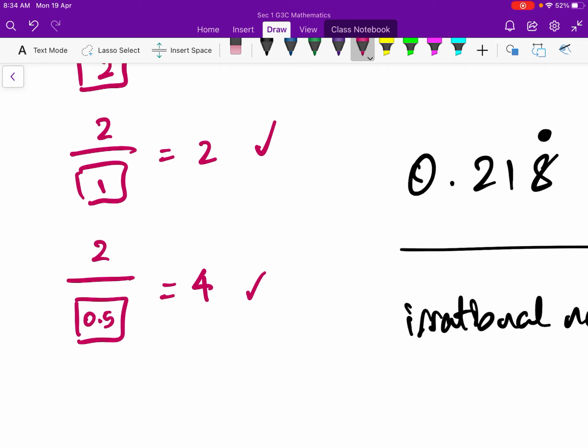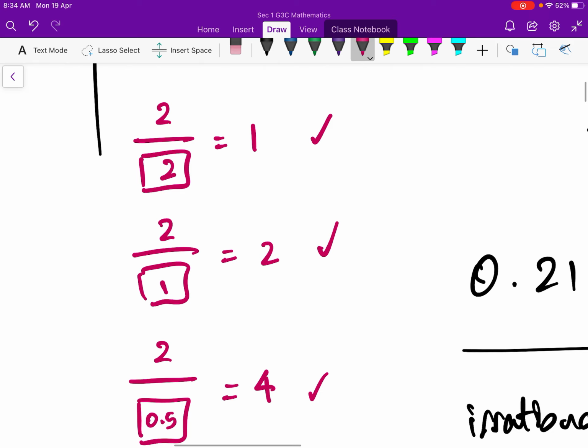Hey, 2 over x. 2 over x equals 4, find x. So just change the x at the 4 position. So 2 over 4 equals half. So x equals half, okay? Now, what do you notice in these 3 cases?